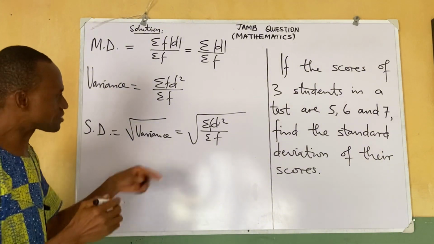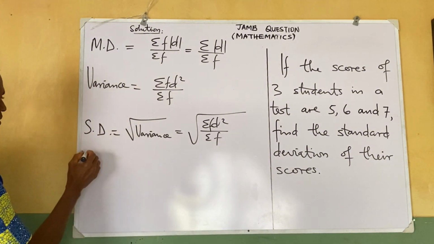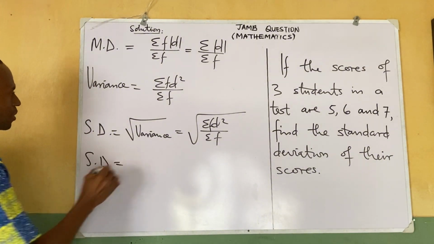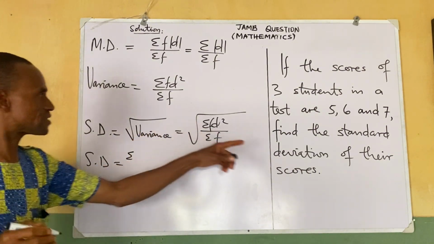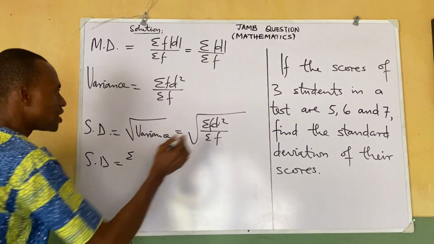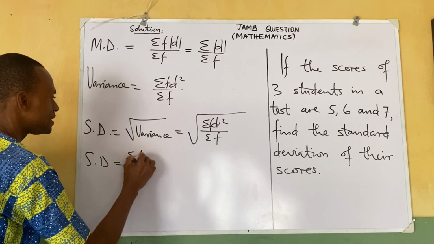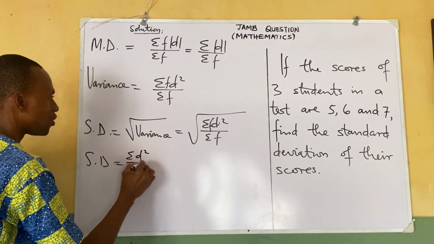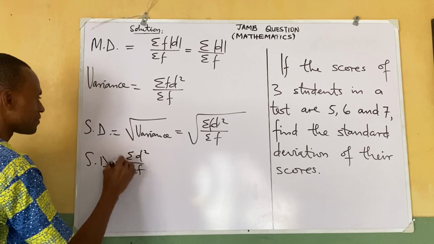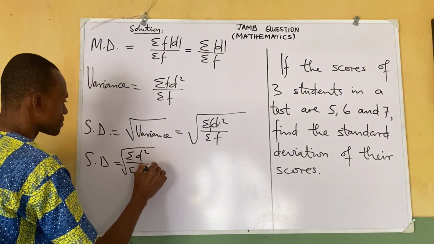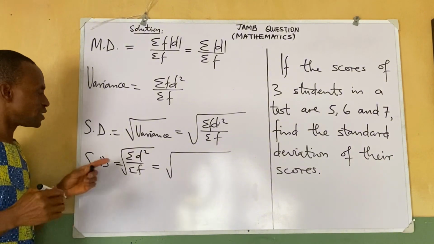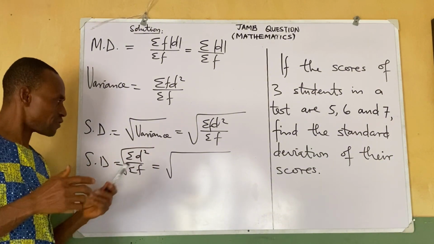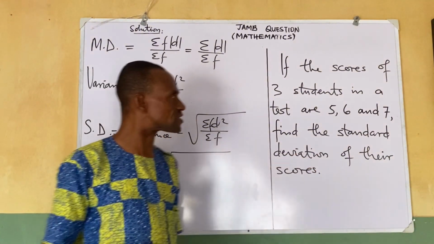Now we are asked to get the standard deviation. So standard deviation equals the square root of the sum of D squared all over the sum of f, because the data have a frequency of 1 each. We get the sum of the squares of deviation. Here the scores are 5, 6, 7.